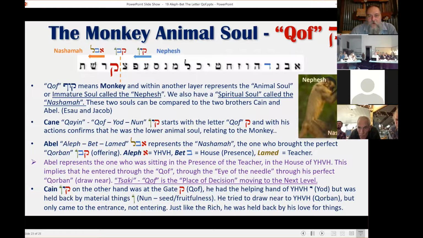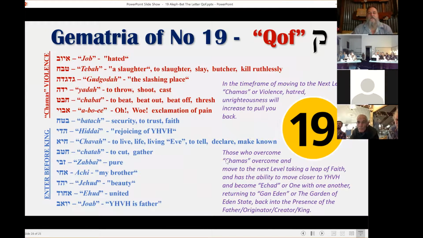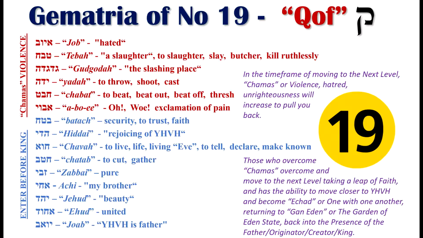Okay, we've looked at this one. Now the gematria of Kuf in relation to where it is situated on the alphabet. It's at the 19th letter. Now I've just separated them, made the negative ones red and the positive ones blue. Now all these words add up to the number 19. The first one is Job, that means hatred. Then Teba, that means slaughter, or the slaughter, to slay, butcher, kill.